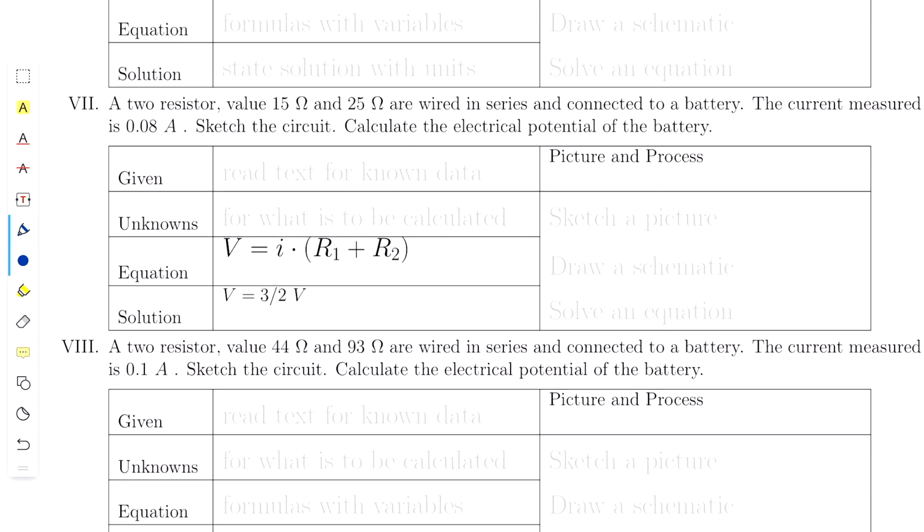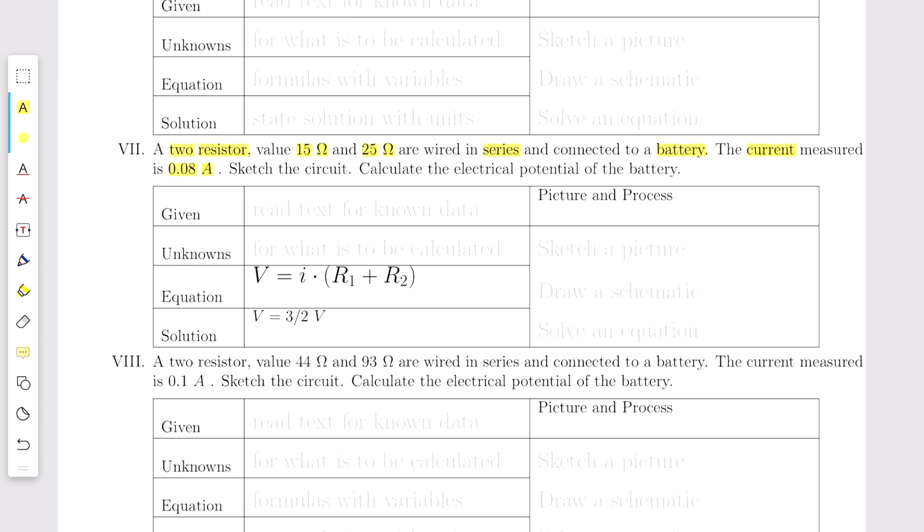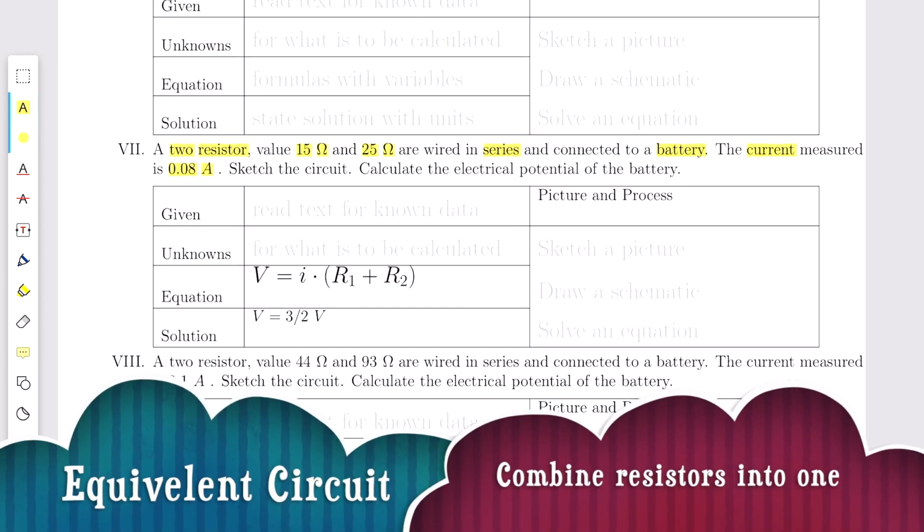In number 7, we have 2 resistors with 2 different values. Okay? We're now getting into the situation that we did in the first simulation. You should have done this simulation already. So you should already have an idea of what is going to happen here. In your simulation, you saw that when you had 2 resistors, you could make an equivalent circuit. The word here is equivalent circuit. That means that instead of having more than one resistor, you only have one resistor.